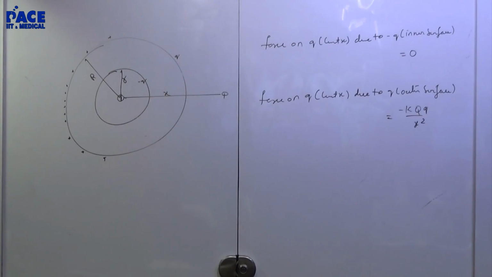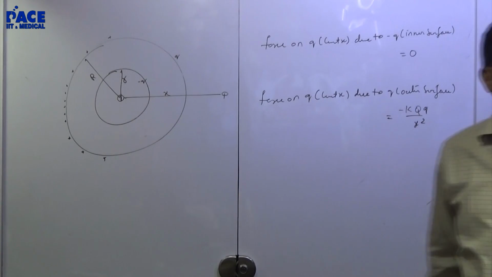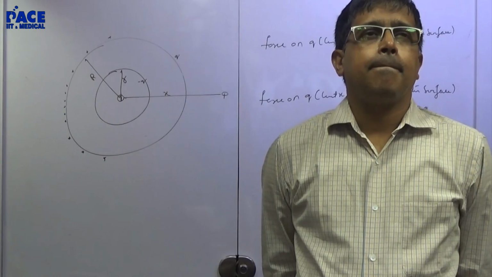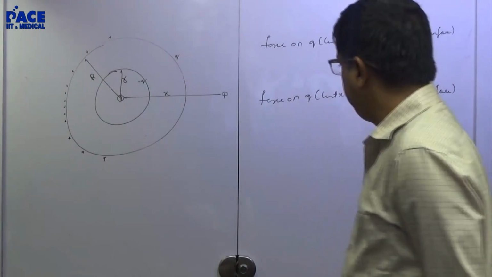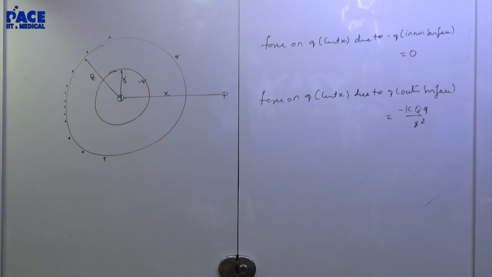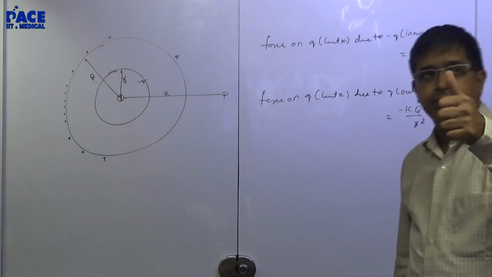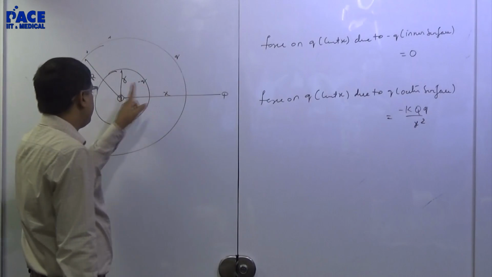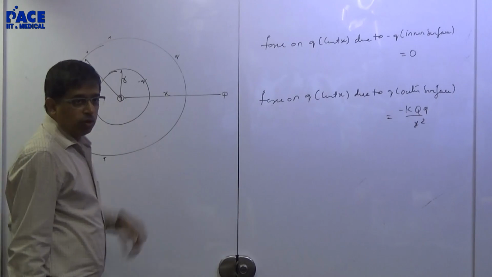So the force on Q at the center due to minus Q on the inner surface will be zero because it is distributed uniformly. The force on Q due to the minus Q inner surface will be zero because the minus Q is distributed uniformly inside the surface, right? Perfect. Minus Q will be uniformly distributed, so it will give me zero field inside. So the force will be zero.